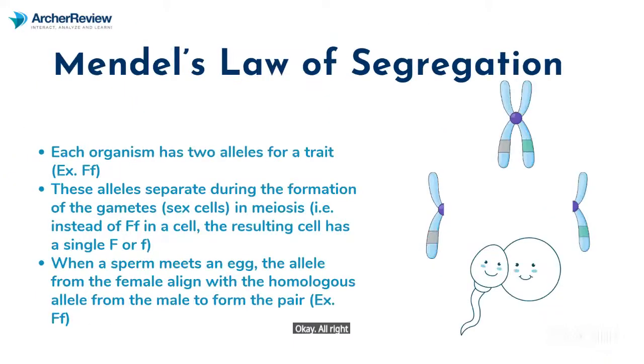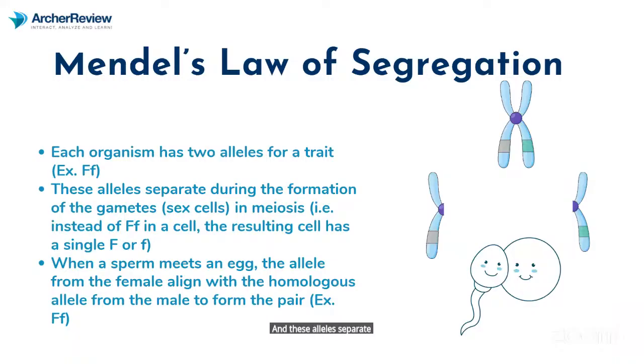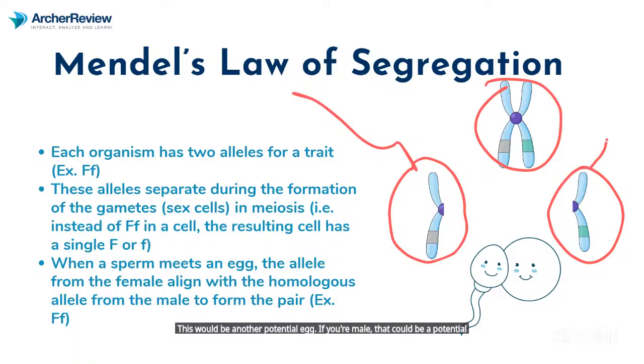All right. So now we have another law. Mendel has 3 laws that we have to be aware of for the TEAS. In this law, the law of segregation, we learn that each organism has 2 alleles for a trait, just like we had big B, little b, or little b, little b. In this case, we have examples using F. And these alleles separate when we form our sex cells, our gametes, in meiosis. So this would be like your normal chromosome, but if you're a female, this would be a potential egg. This would be another potential egg. If you're male, that could be a potential sperm. That could be a potential sperm.